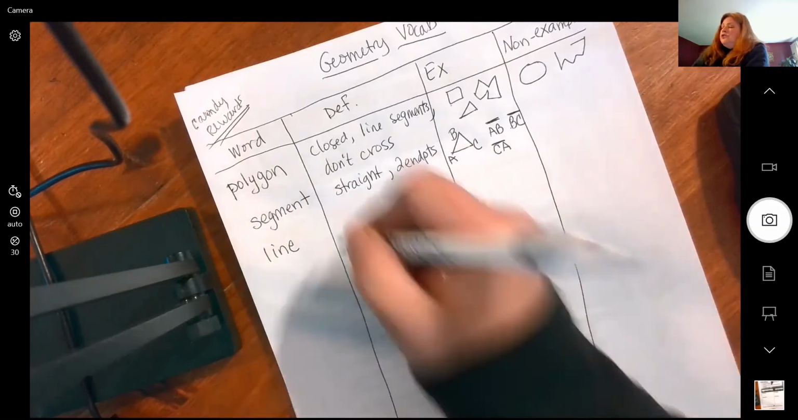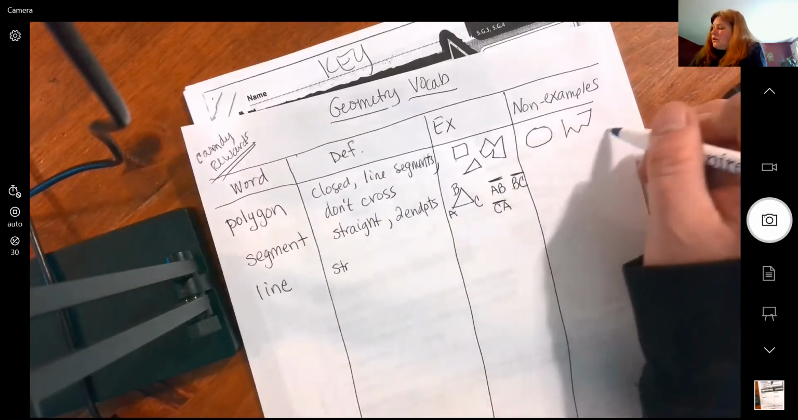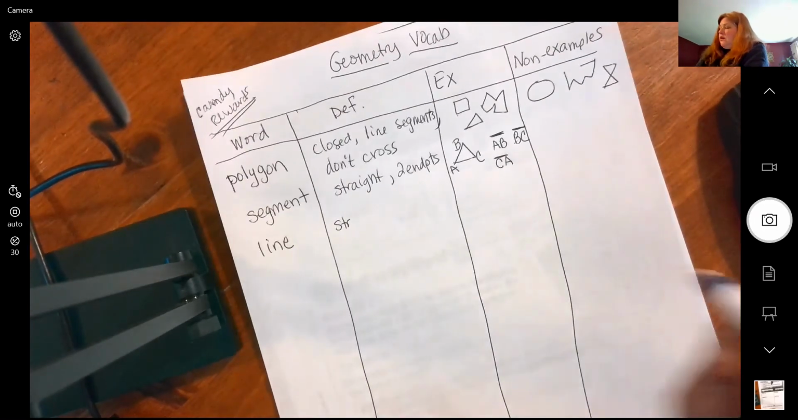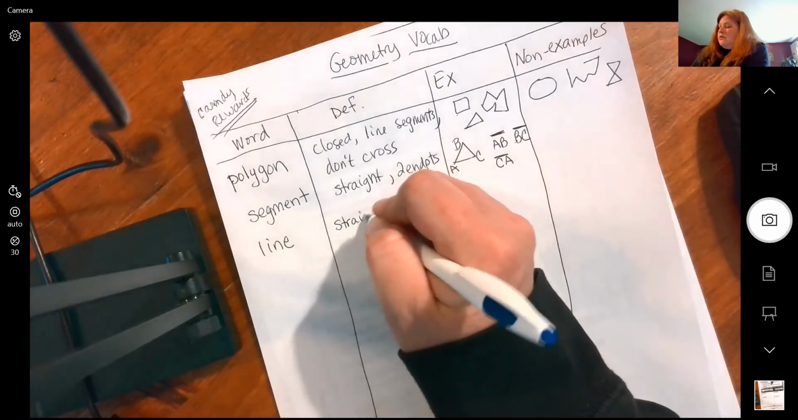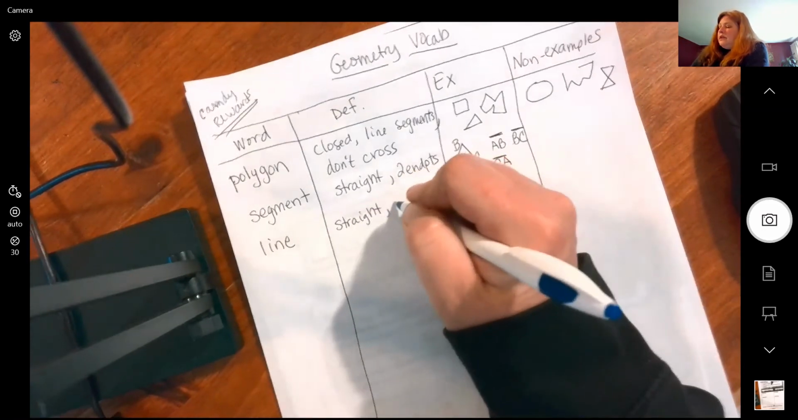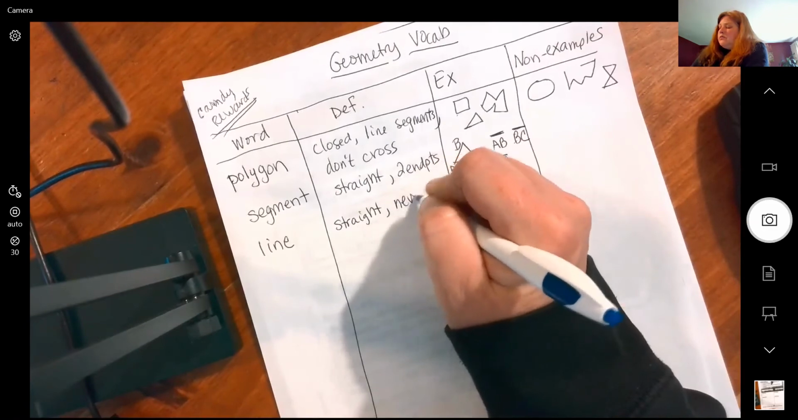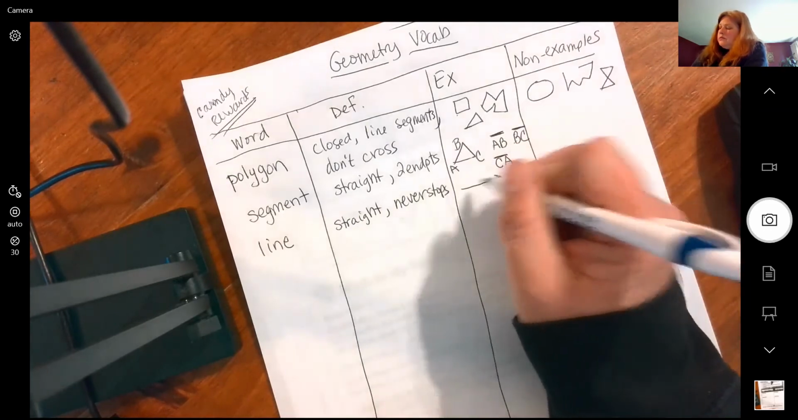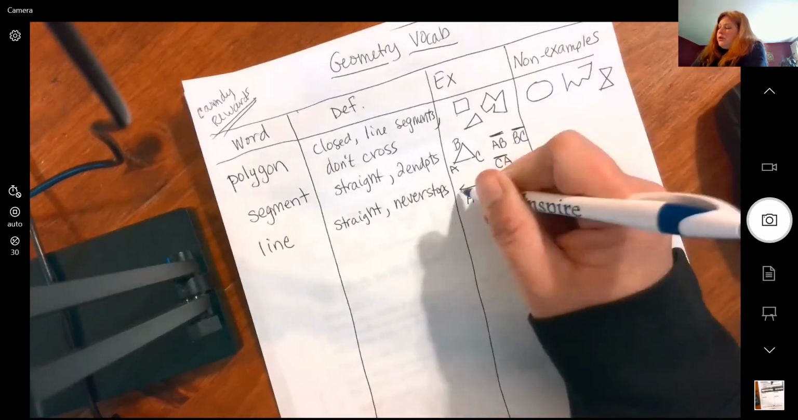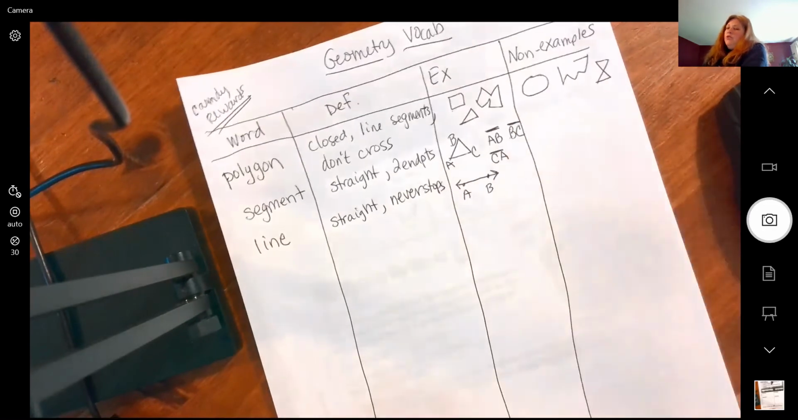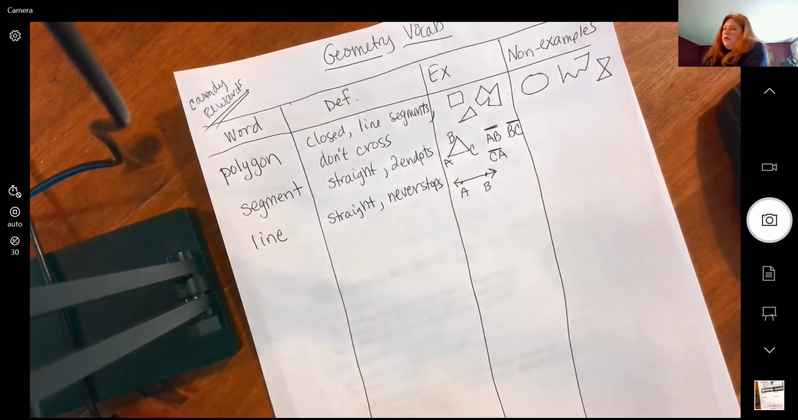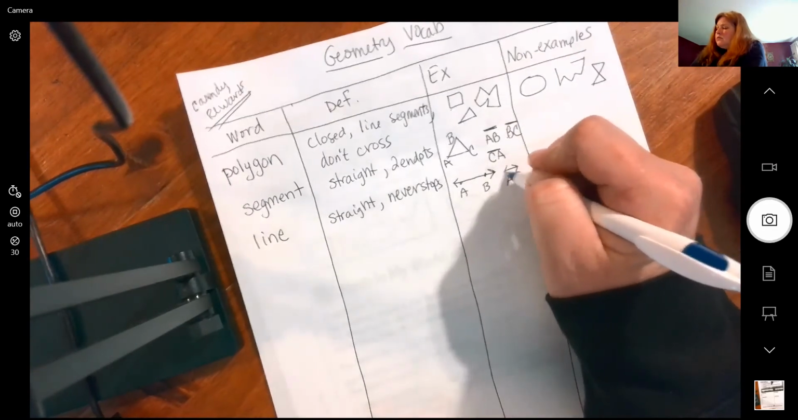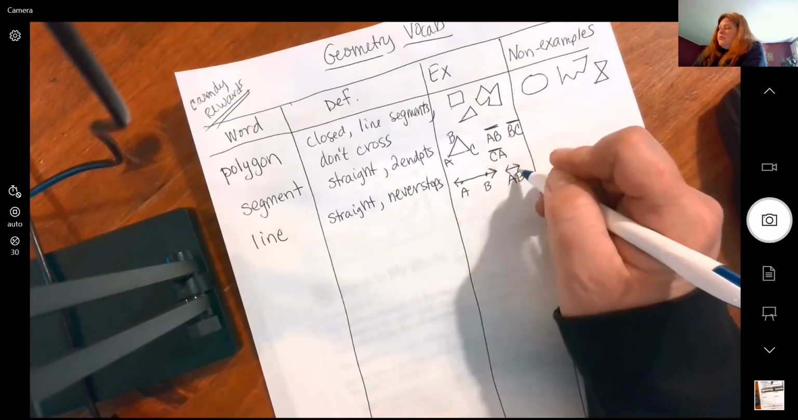A line is straight. Oh, we need to put this one on here too. See how they cross? Non-example, can't cross. All right, so it's a straight line. And it goes to infinity on either side. It never stops. And so they show that by putting the little arrows. So this would be like on a graph or a number line. And in geometry writing, they would show you this by saying line AB.